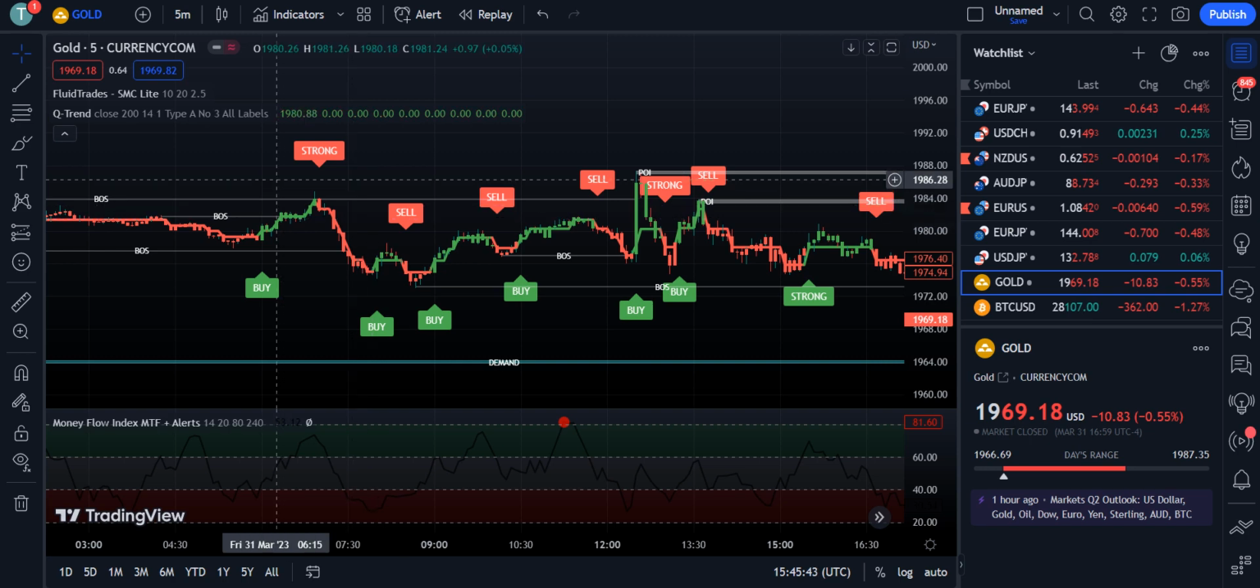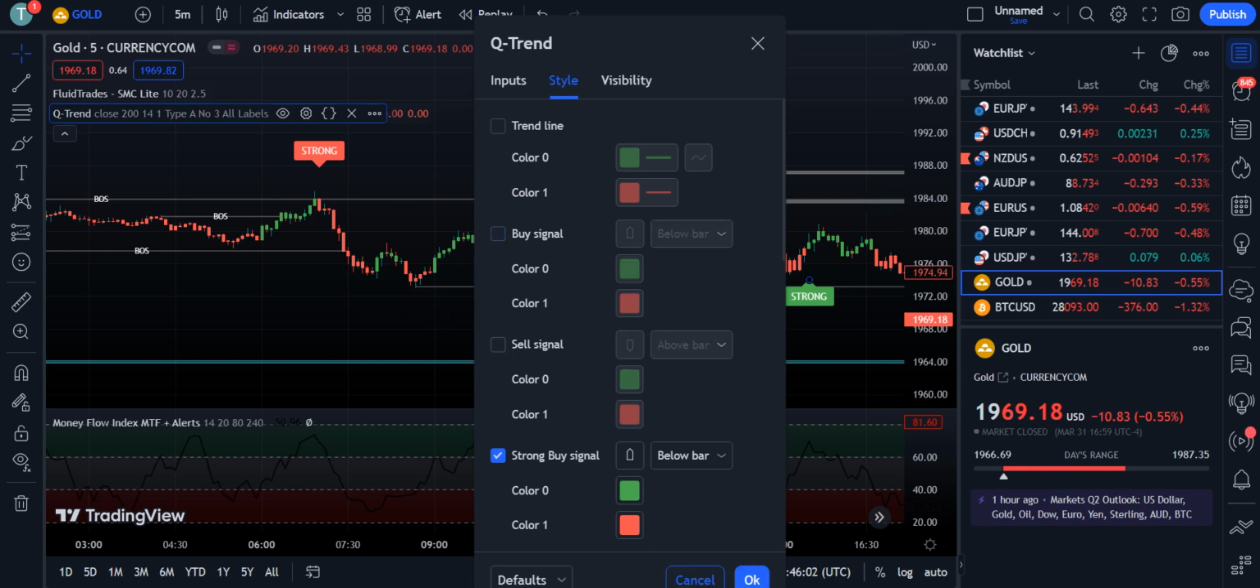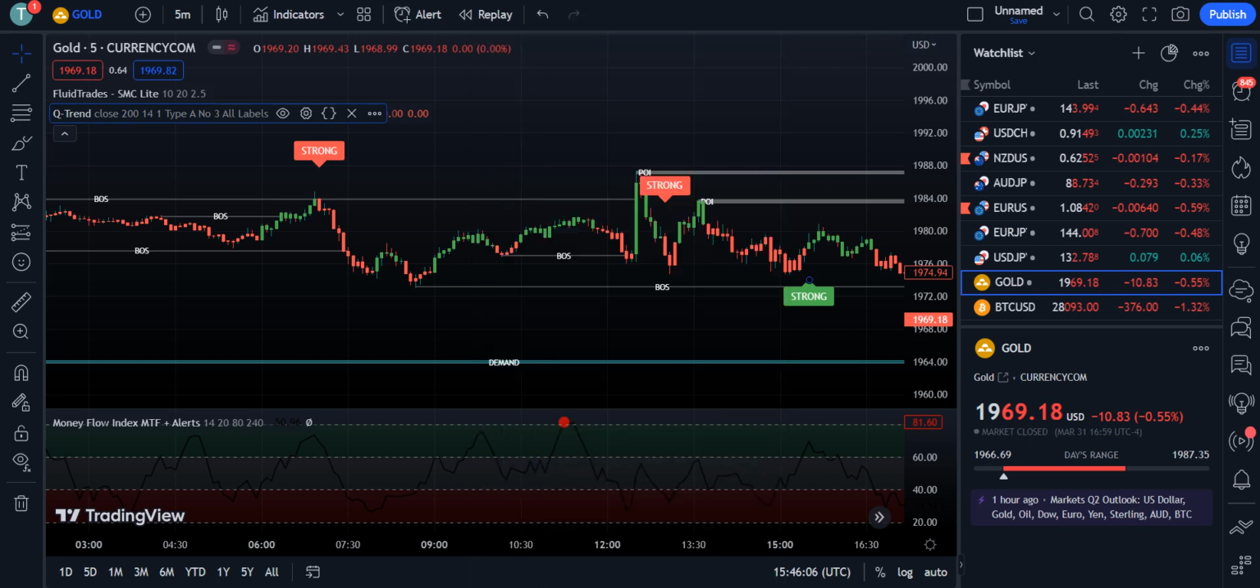But before doing this, I want to tell you how we can go into the settings of this indicator for changing a few of the adjustments. First of all, in the Q Trend indicator, click on the settings. In the style tab, we have to uncheck trend line. We have to uncheck buy signal and sell signal, as we are going to use only the strong buy and strong sell signals in this chart.